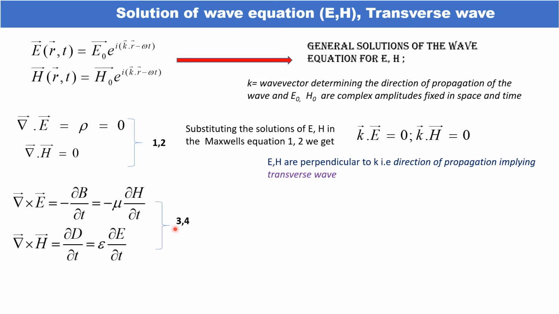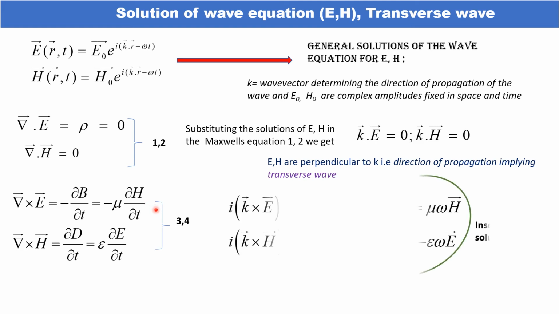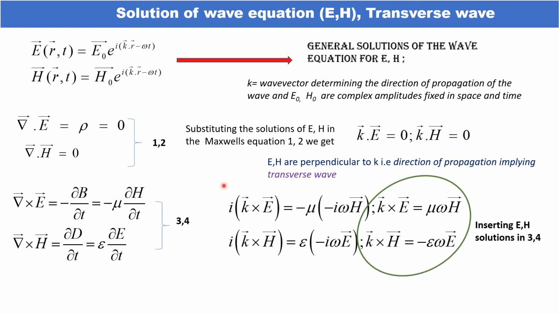So E and H are perpendicular to K, and that implies a transverse wave indirectly. Now we replace 3 and 4, this wave equation, in 3 and 4. Let's see what happens. If we take the curl, we get an i term, and K cross E. If we take the time derivative del H del t, we get minus i omega and mu times H. So we get K cross E equals mu omega H, and for the magnetic term we get K cross H is equal to minus epsilon omega E.